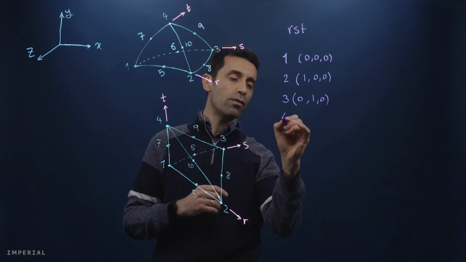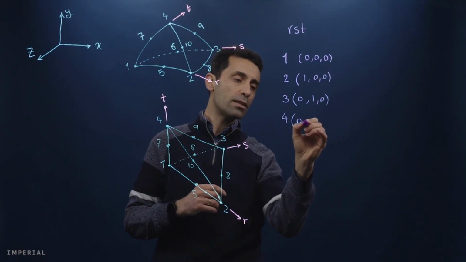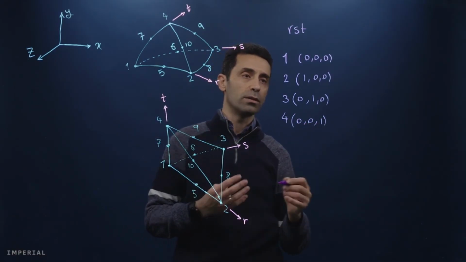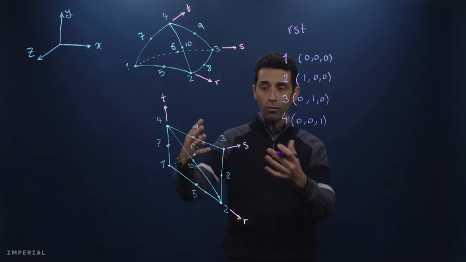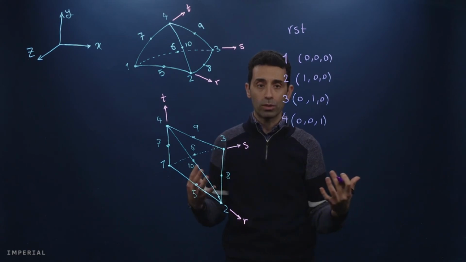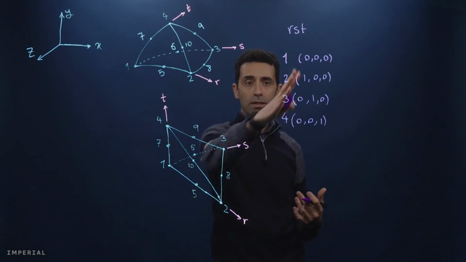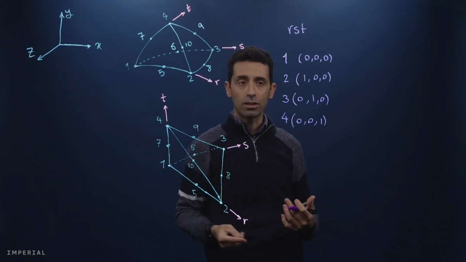And if we look at node 4, the coordinate of that is 0, 0, and 1. You see what I mean by having a perfect coordinate for these nodes in the natural coordinate system. So everything now is mapped into 1, and these angles are 90 degrees.